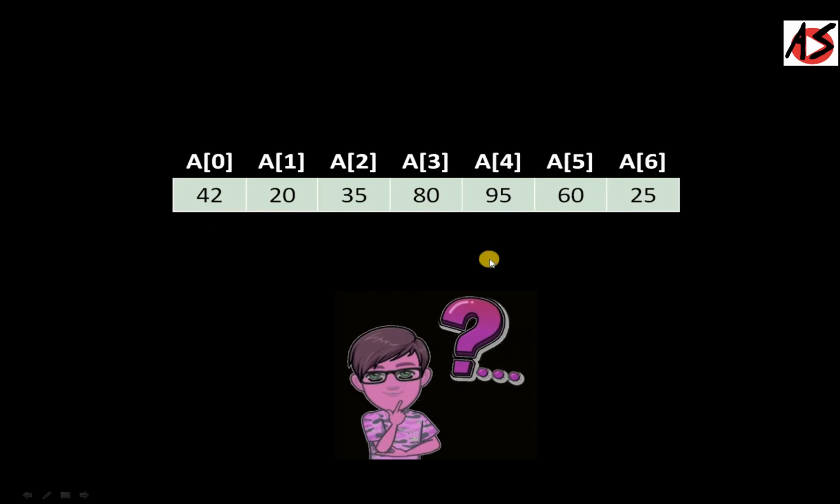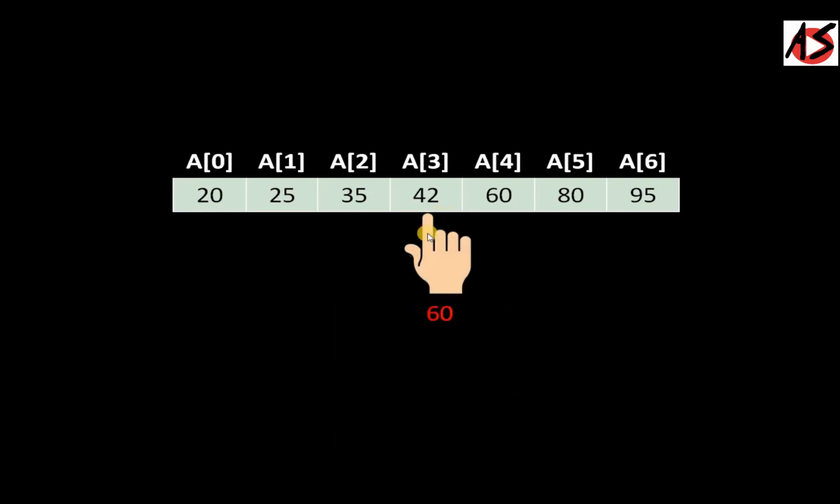Is there any faster technique to find my element 60 than the linear search? Yes, but for that you have to sort your data, and after sorting you have to compare your element with the middle one. So here you are comparing your element with 42. Your element is bigger than the middle element, so you eliminate the possibilities of the first half of the list and search your element in the remaining list.